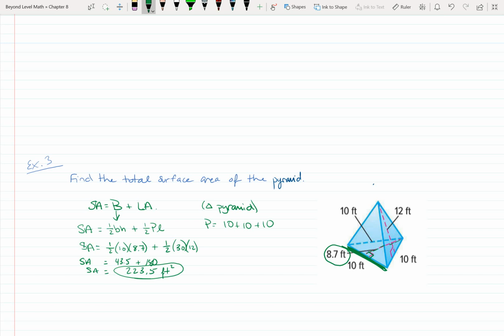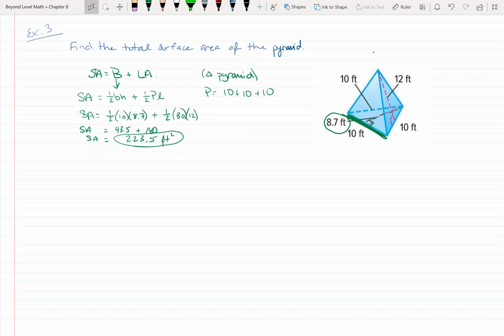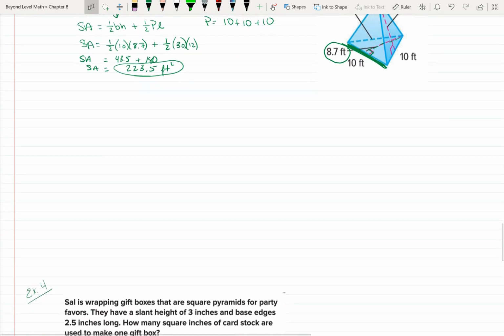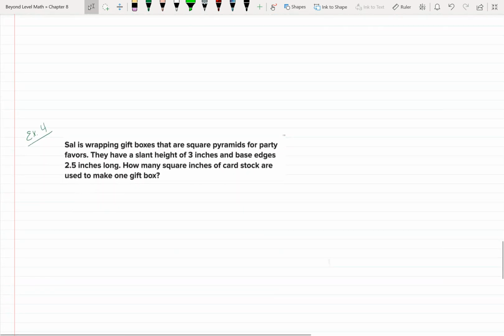Alrighty. So, again, just be sure you're aware of what figure you are working with, and that'll help you break down your capital B and your lateral surface area. Let's do our last example.